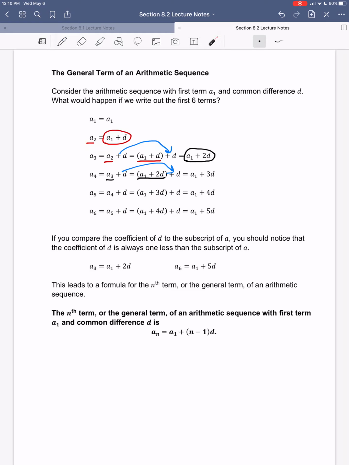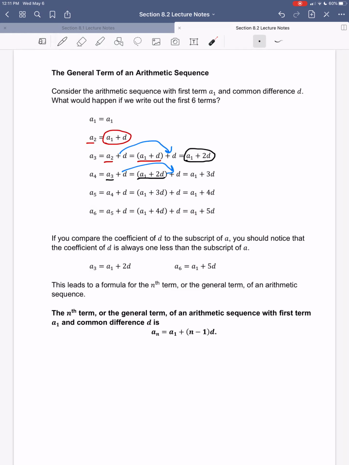So a sub 4 is a sub 3 plus d. A sub 3 I found here is this a sub 1 plus 2d, so that just gets substituted for the a sub 3. The d goes along for the ride, but now I've got 3d. And of course that same thing continues. So a sub 4 is a sub 1 plus 3d. A sub 5 is a sub 1 plus 4d. A sub 6, a sub 1 plus 5d.